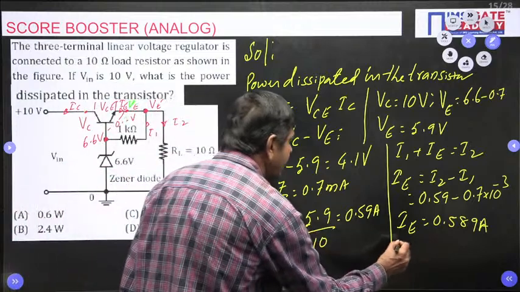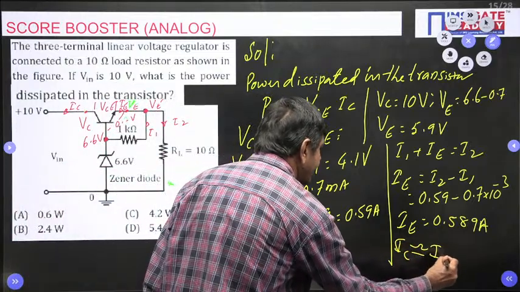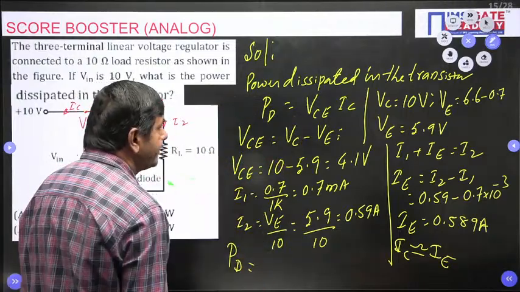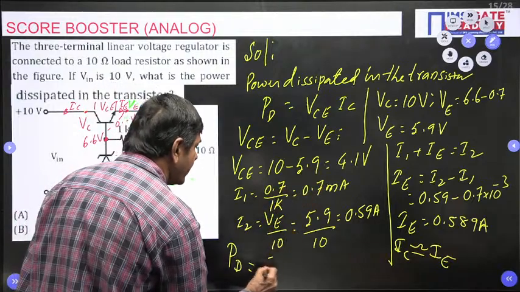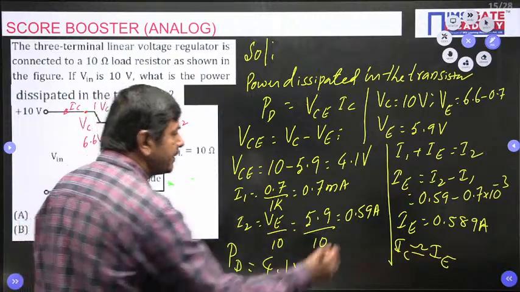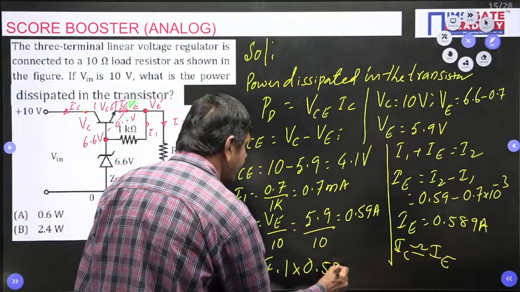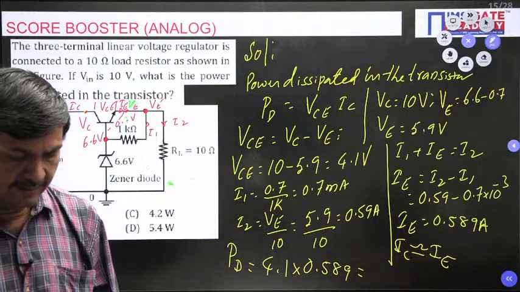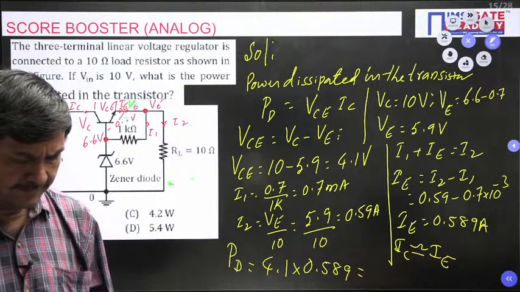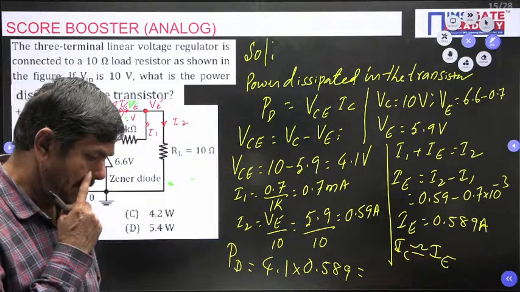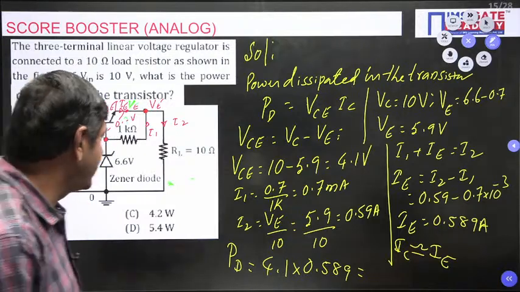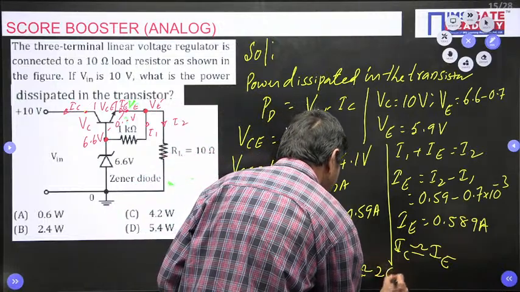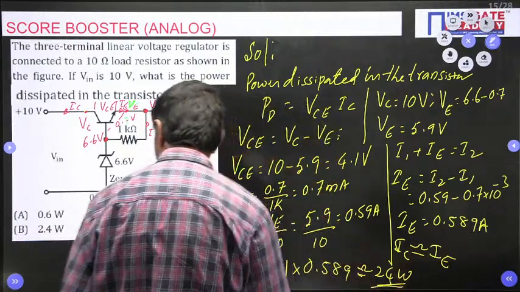IE and IC are equal, I said. IC is approximately equal to IE. Then you can find the power dissipation across the transistor. VCE we got as 4.1 volts, and IC is 0.589. Use the calculator. What value do you get finally? It comes to approximately 24 watts.